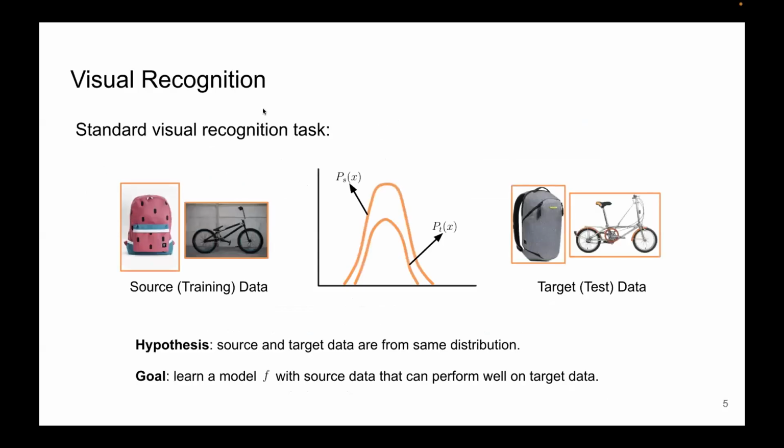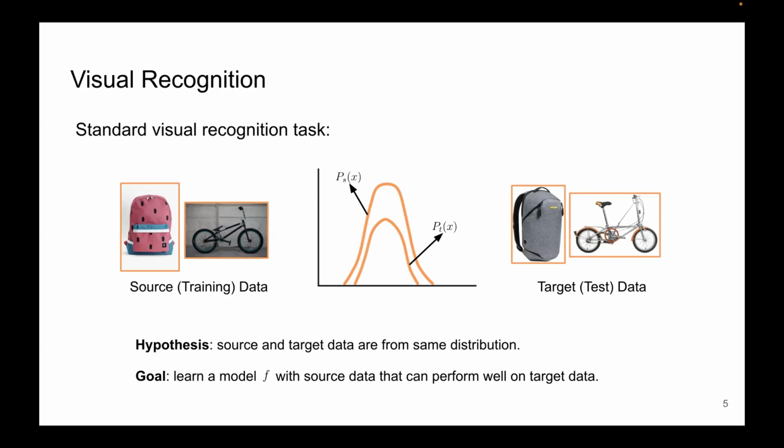I want to share some ideas from the very standard visual recognition task. As you can see from this page, assume we are trying to train a model, an image classifier, to do classification. And we have a source data set. In the source data set, we have images from multiple categories. This is very standard. And in most cases, those images are from one single domain. A common assumption or hypothesis is that we assume the source data and target data are from the same or very similar distribution.